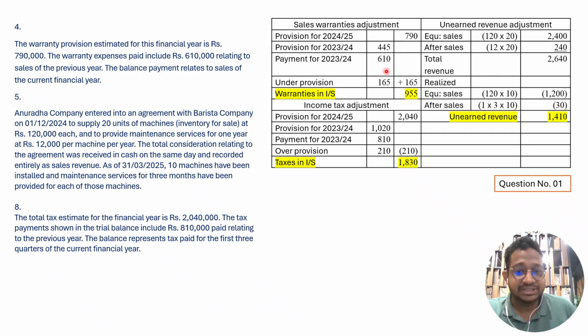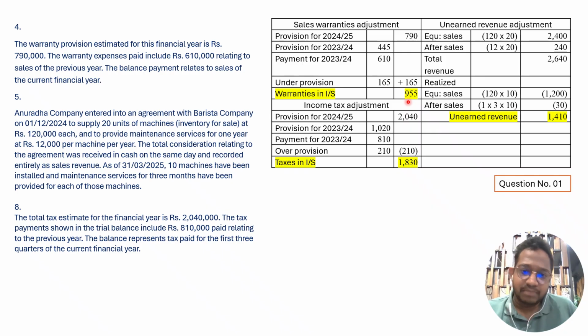Which means in the last year you made an under provision. But you can't go back to last year and correct that. So the under provision that you made for last year, you have to add to this year's sales warranties. Which means the warranties that you should mention under distribution expenses should be 955, after adding the under provision that comes from last year.